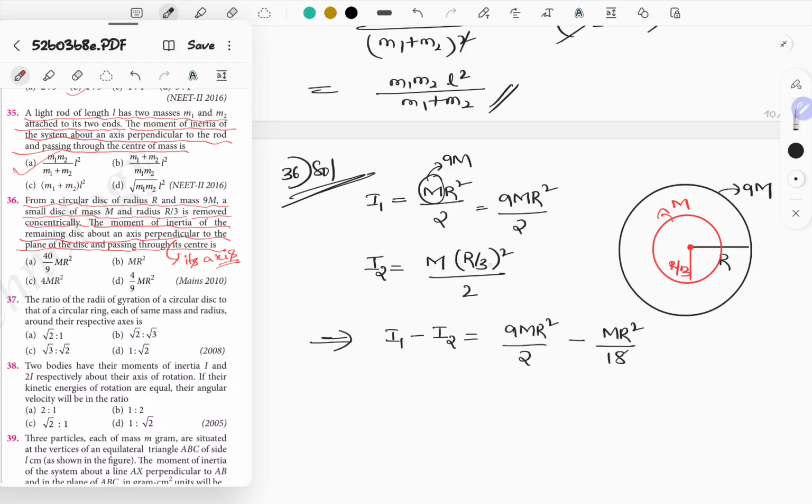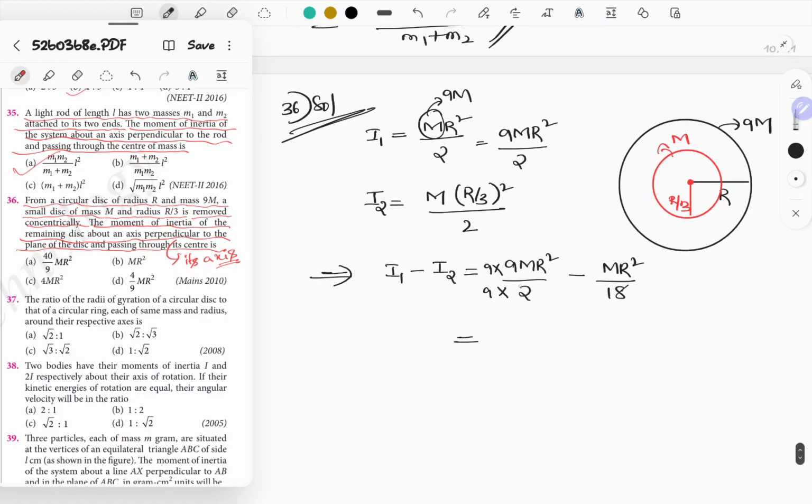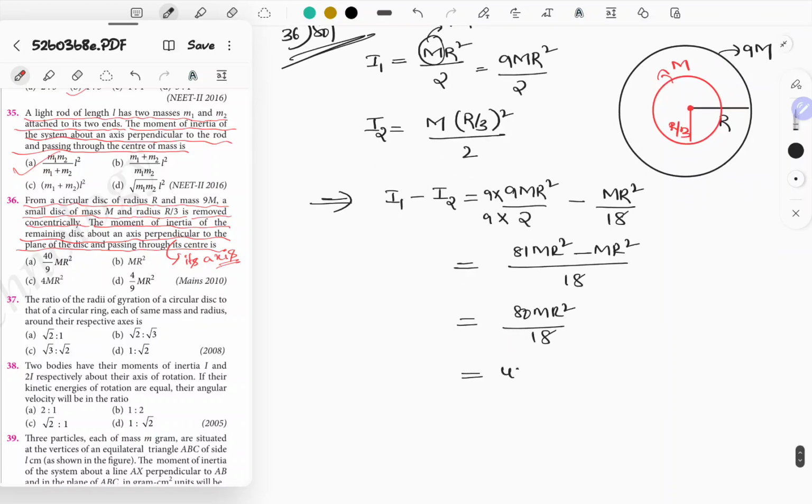So mr square by 9 goes to the denominator, it will become 18. So try to equate the denominator. For the numerator, multiply it with 9 and divide it with 9, so that it is possible for me to equate the denominator. It is going to be 9 nines are 81. 81 mr square minus mr square divided by 18, which is equal to 80 mr square divided by 18. So this one again can be converted as 40 mr square by 9.